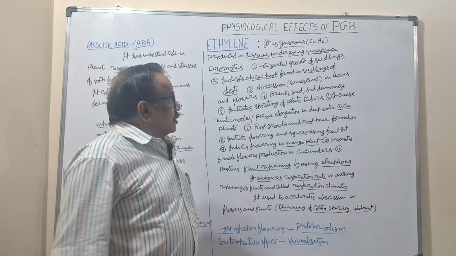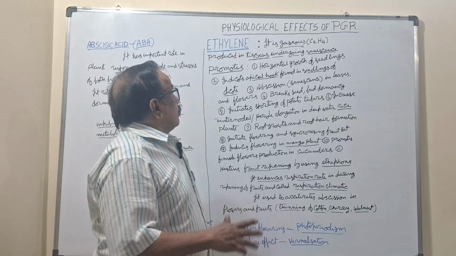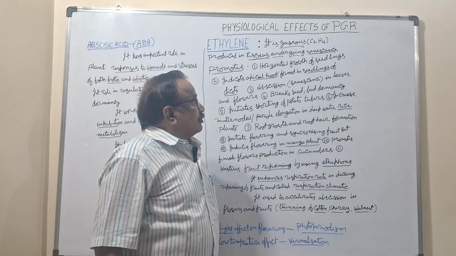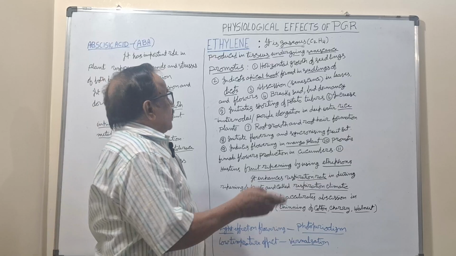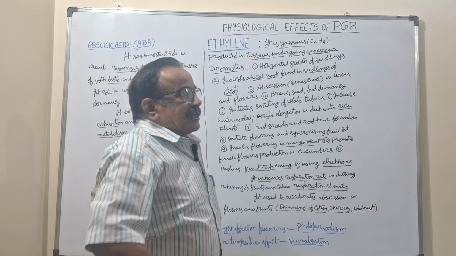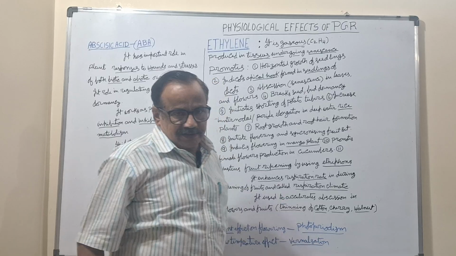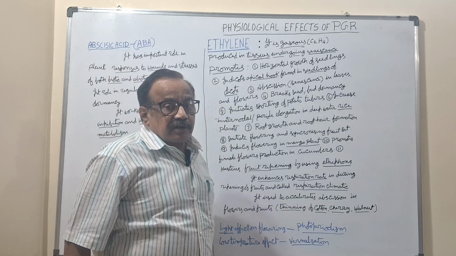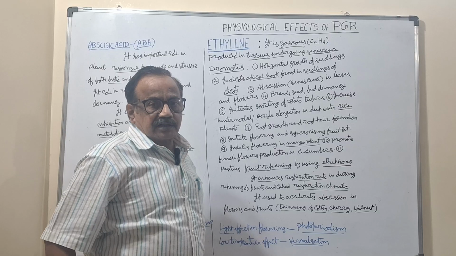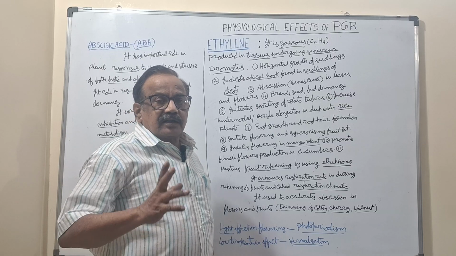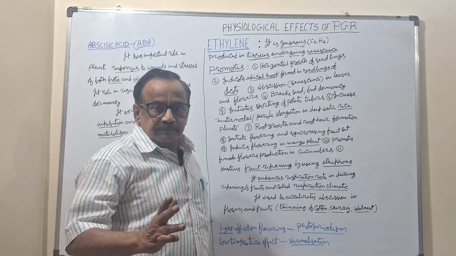Hi students, in this video I am going to explain the physiological effects of plant growth regulators. Under this, I am going to explain ethylene and abscisic acid's physiological effects on plants. Ethylene is the most important, so remember it, because 15 points are present. Each one is one neat bit.